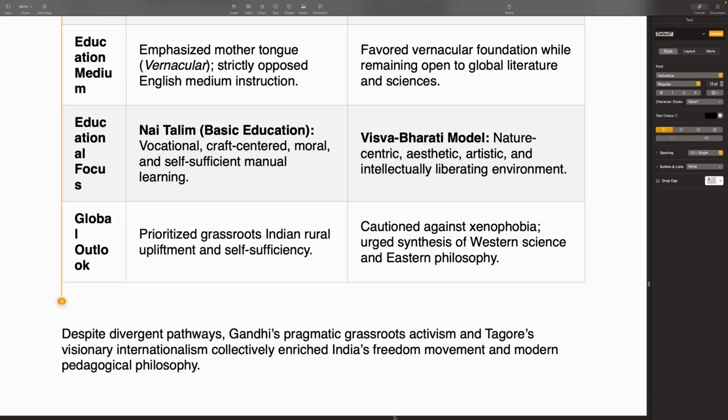Tagore cautioned against xenophobia and urged a synthesis of Western science and Eastern philosophy. Despite divergent pathways, Gandhi's pragmatic grassroots activism and Tagore's visionary internationalism collectively enriched India's freedom movement and modern pedagogical philosophy.